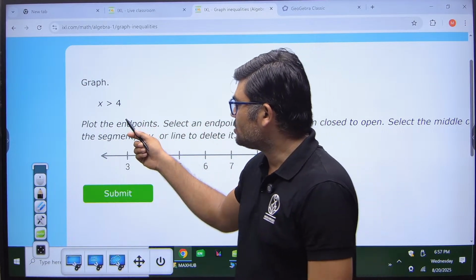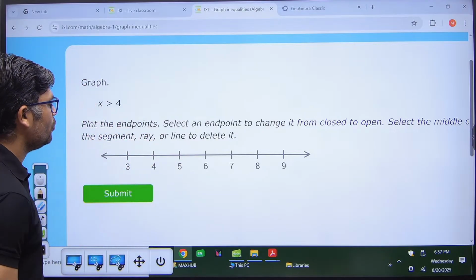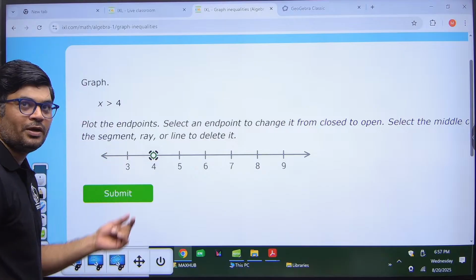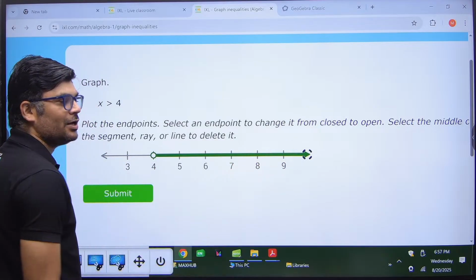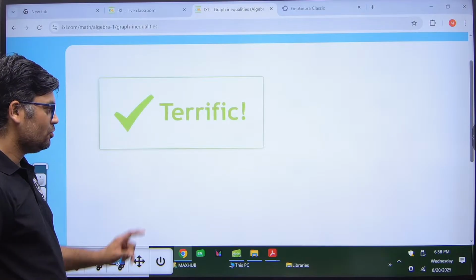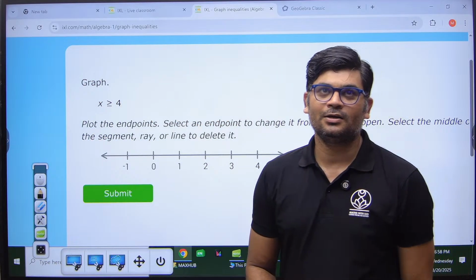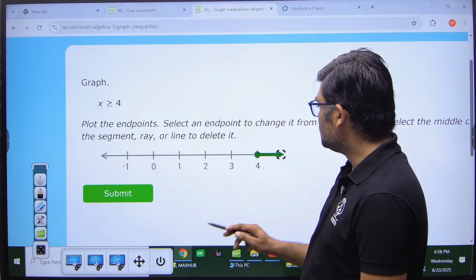Now Agriti and Shrimoy both just look here. This is x greater than 4. So you have to click on 4 and click on 4 once again to make a hole of it. And then it is greater than 4, so you will click here and then submit, so that you can have an idea of what is a circle and what is a darkened part. Alright, x is greater than 4, so you will click here and go this side.